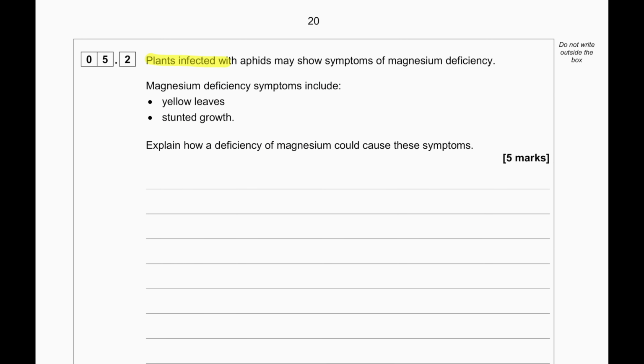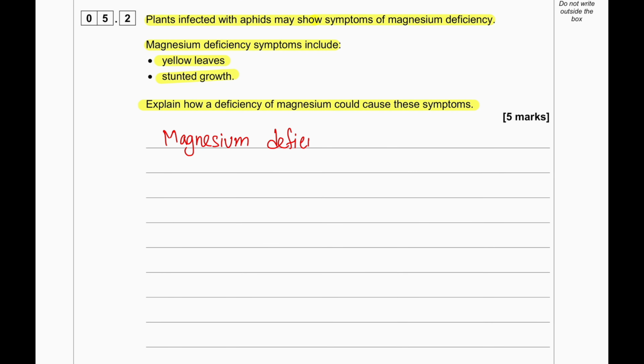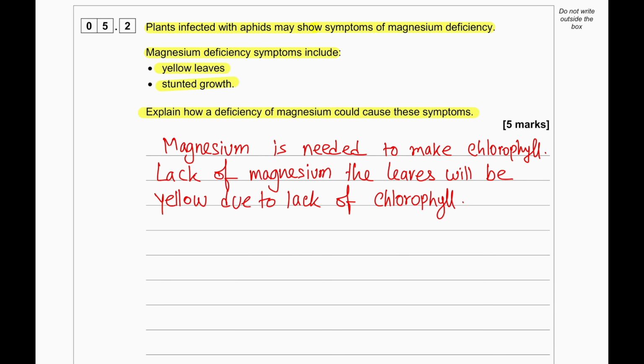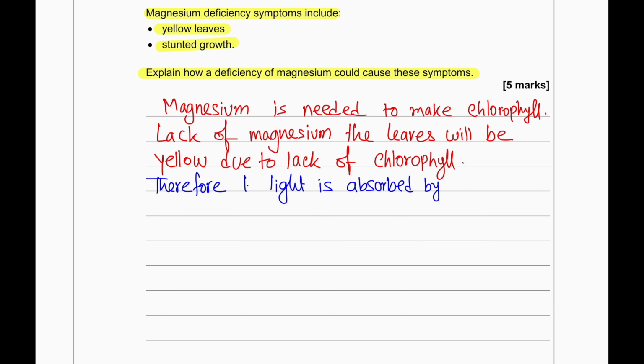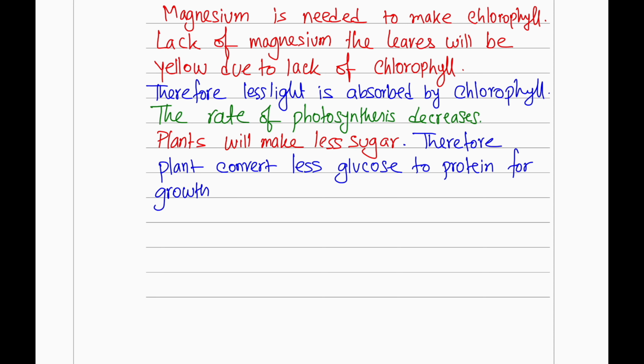Plants infected with aphids may show symptoms of magnesium deficiency. Magnesium deficiency symptoms include yellow leaves and stunted growth. Explain how a deficiency of magnesium could cause these symptoms. First of all, magnesium is needed for the synthesis of chlorophyll. With a lack of chlorophyll, the plant will have yellow leaves, and therefore less light will be absorbed by the chlorophyll, and as a result, a lower rate of photosynthesis will take place. Therefore, the plant will produce less sugar, and as a result, the plant will convert very little sugar into protein for growth, and the plant will have stunted growth.